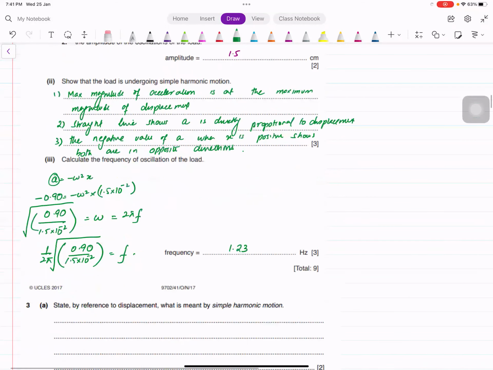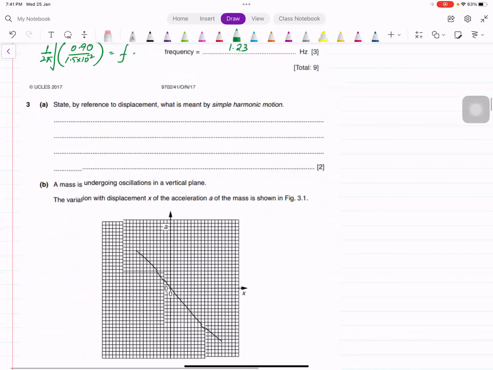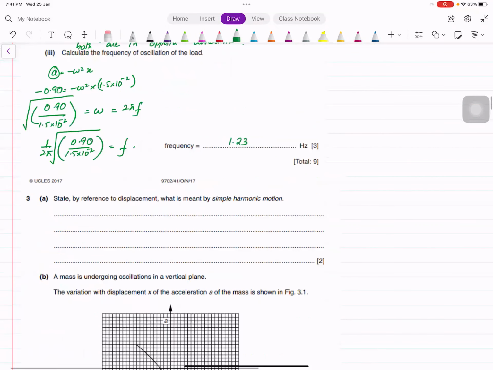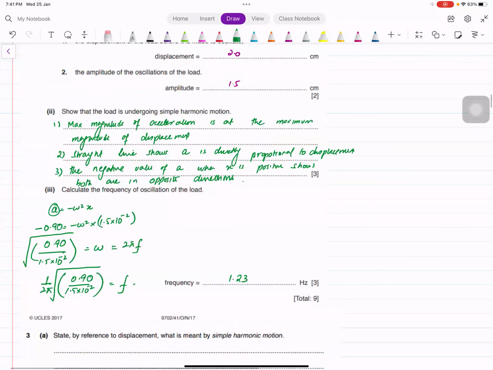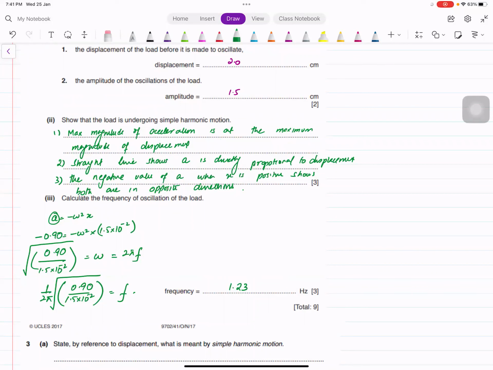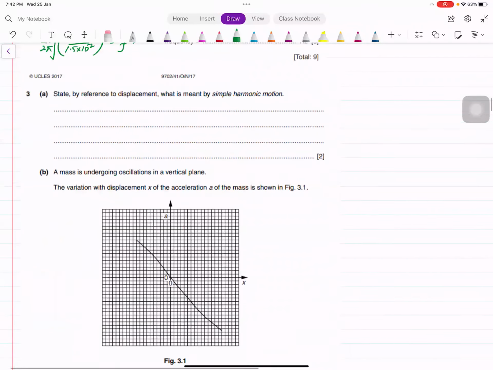All right. Now, the next question, which I'm going to do, and the rest of the ones I'm going to give you. Any questions now? Please let me know before I proceed. Okay. All right. So now going to the next question. It says, state, by reference to displacement, what is meant by simple harmonic motion?